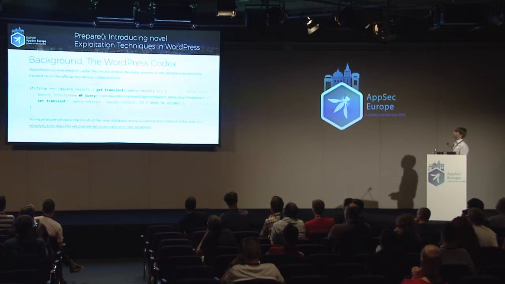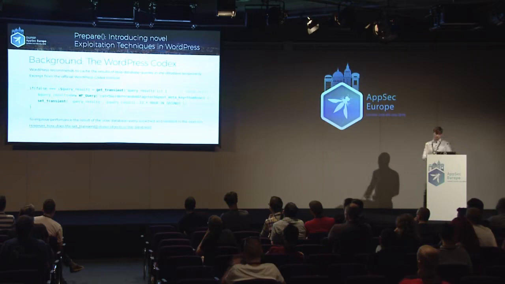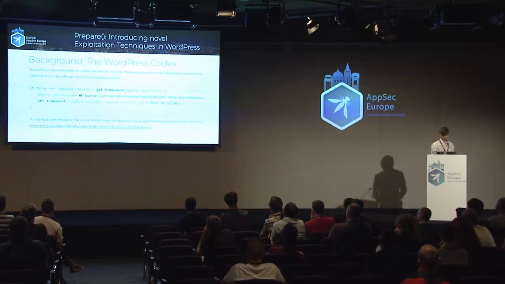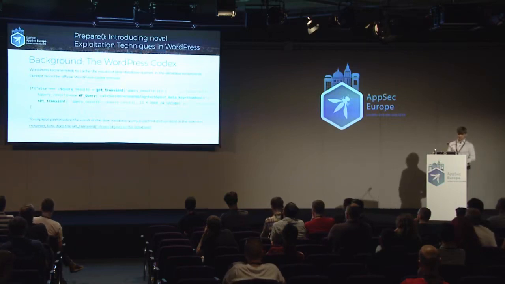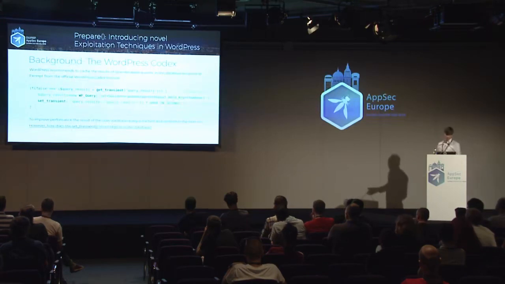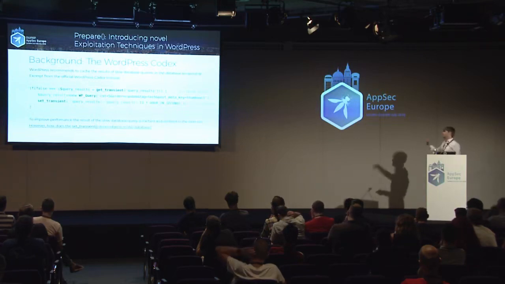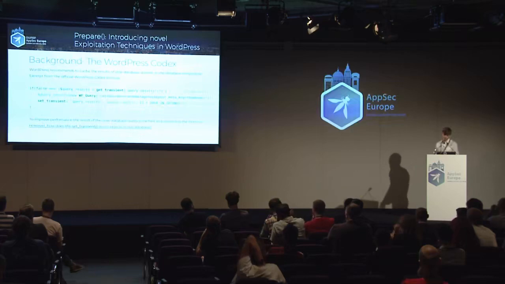This is an excerpt from the official WordPress codex. They tell you to implement a simple cache miss and a cache set of the WP_Query object. So in this small code snippet, you can see the cache is checked. Do we have a result stored in the cache? If not, please construct the WP_Query object, send the slow database query, take the results, and put them back in the cache.